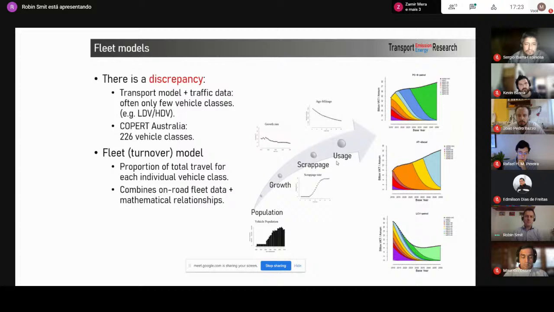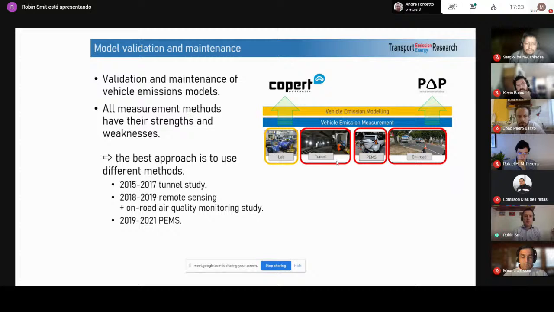Validation and maintenance of vehicle emission models obviously is very important. Like I said, you need to make sure that the models have a certain level of accuracy for them to actually be useful. And there's a whole range of measurement methods and all have their strengths and weaknesses. So the best approach is really to use different methods. And we've done just that. So we started with a tunnel study, then we looked into remote sensing and on-road air quality monitoring, and we're currently doing a PEMS study. And I will quickly mention some points about those.